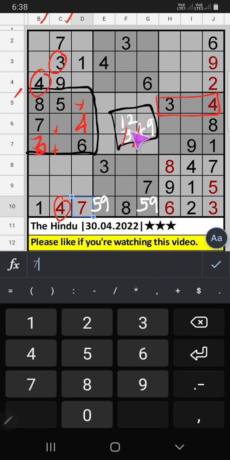Then 3 numbers are remaining: 1, 2, 9. 7th row we have 1 and 9, so 1 and 9 can't come in this cell. It will come in any one of the 2 cells. Column D we have 1, so 1 can't come in this cell. 1 is confirmed here. Then 9 is here. Then only 1 number is remaining, 2. 2 is confirmed here.